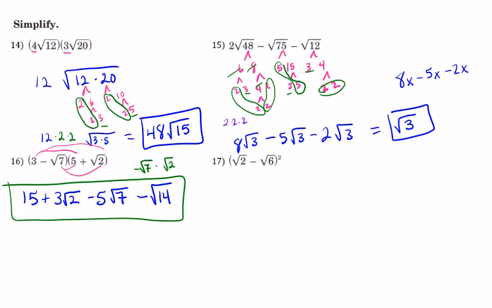All right, and then last but not least, let's take a look at 17. So 17, we have this binomial squared, right? This radical binomial squared. So all we do is just multiply it by itself, right?